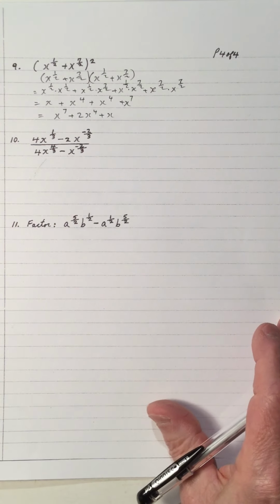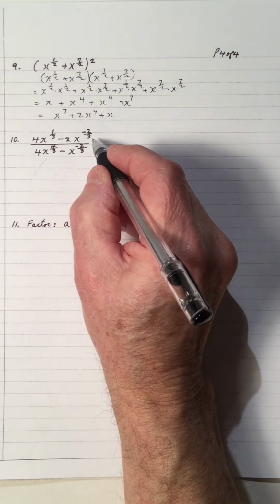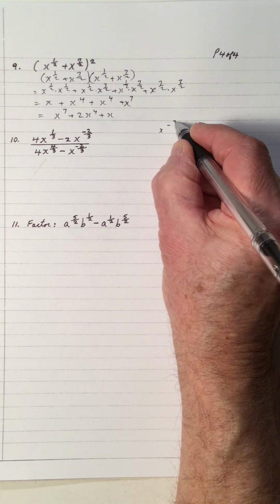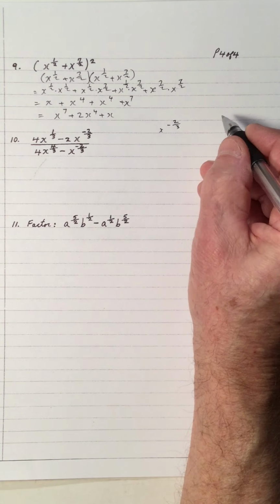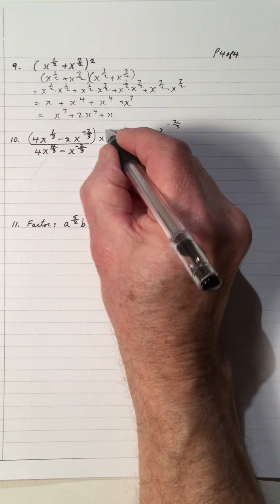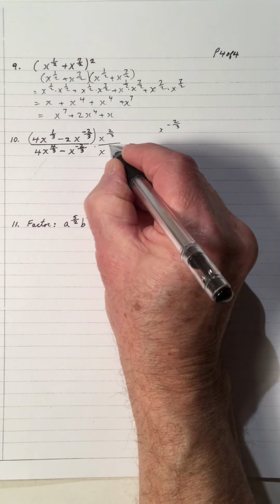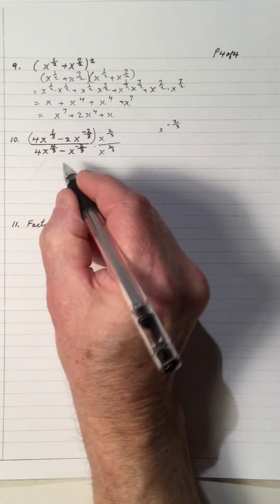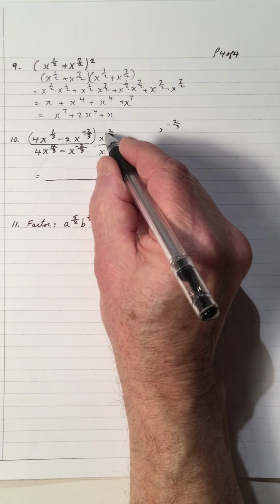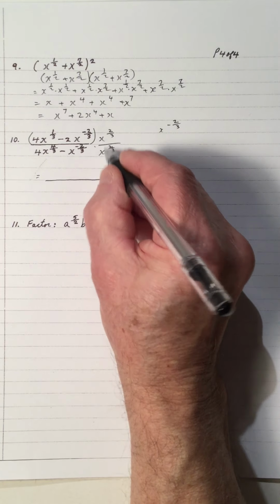Number 10 is a little bit trickier, but the best way, because I have negative exponents, the smallest exponent is x to the negative 2 over 3. So what I'm going to do is multiply top and bottom by x to the 2 over 3. So if I multiply top and bottom by x to the 2 over 3, notice x to the 2 over 3 divided by x to the 2 over 3 is 1.